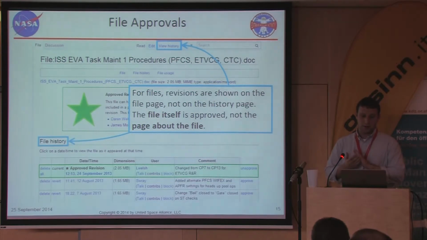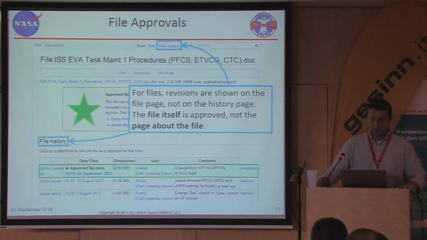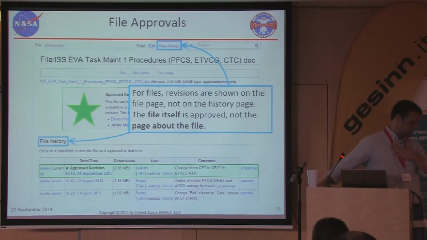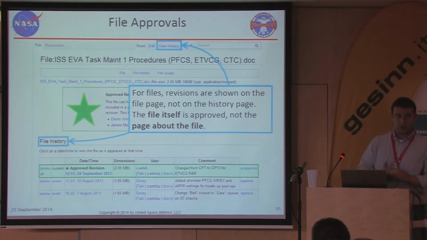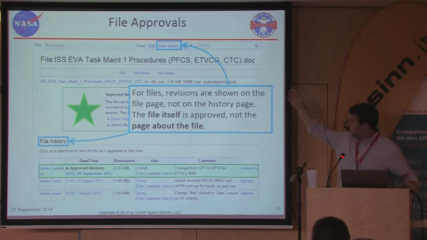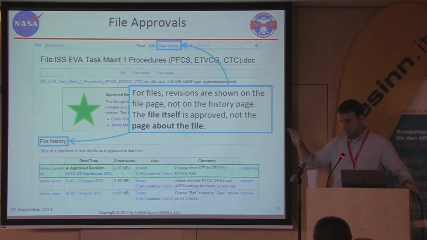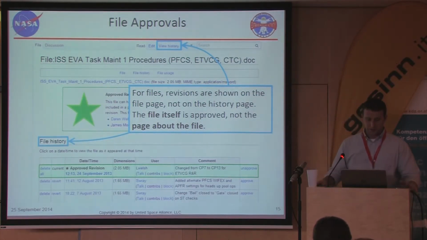The other thing that version 1.0 adds is the ability to approve files. That wasn't possible before. Now we're able to say that a particular image or PDF or whatever, that a revision of that is the approved revision. One slight difference is for pages, you're going to go up to the view history here at the top, and you're going to look at the page history, and you'll see the revision there.